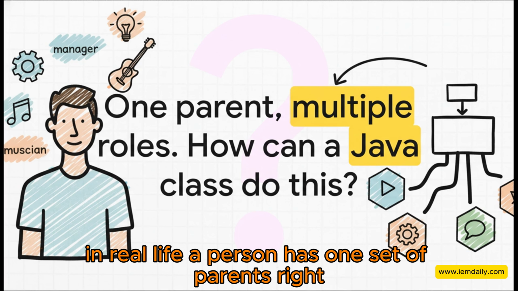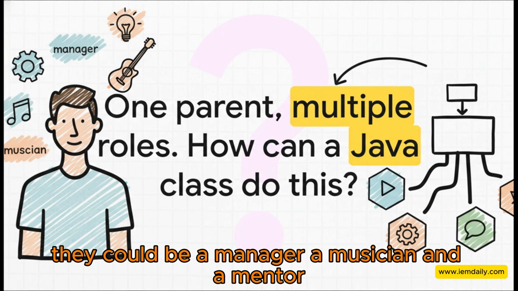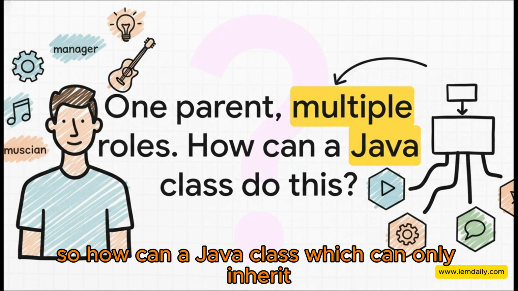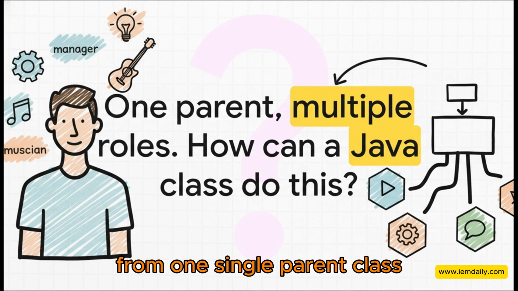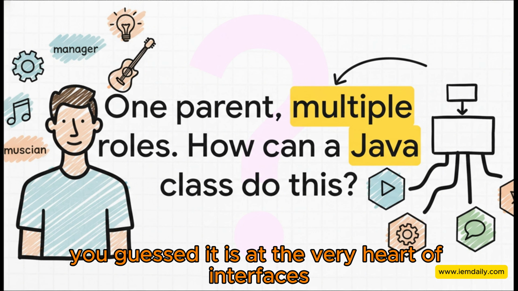Think about it. In real life, a person has one set of parents, right? But they can have multiple roles. They could be a manager, a musician, and a mentor. So how can a Java class, which can only inherit from one single parent class, pull off that same kind of versatility? The answer, you guessed it, is at the very heart of interfaces.